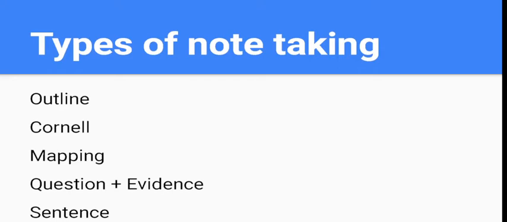Then there's the Cornell method, which Mitchell already said he didn't know. So what is it? Basically, you write the title of the notes at the top of the page, and then you split the paper. You take, I think, a third of the page and draw a line down it. And then on the bottom of the page, you draw a line as well. So the bottom of the page can be your summary.